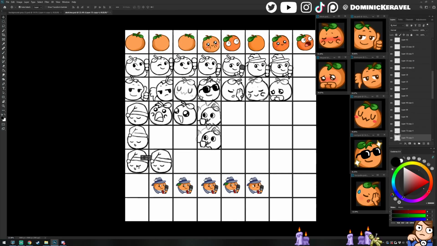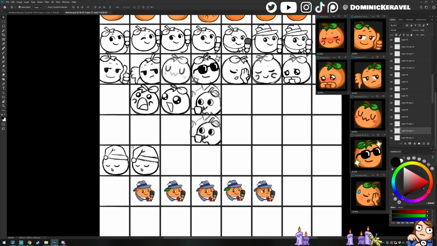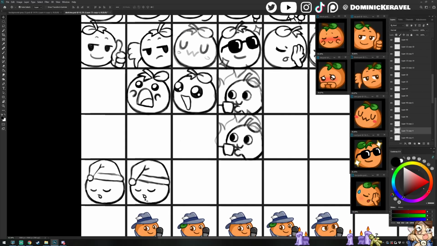Yeah, this is good, I think. It's going to be one of these two. It's really hard to think of extra detail or accessory to add to this one.